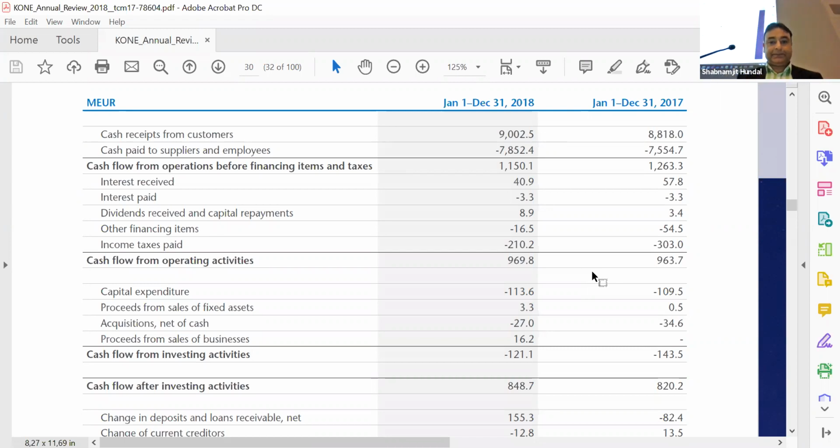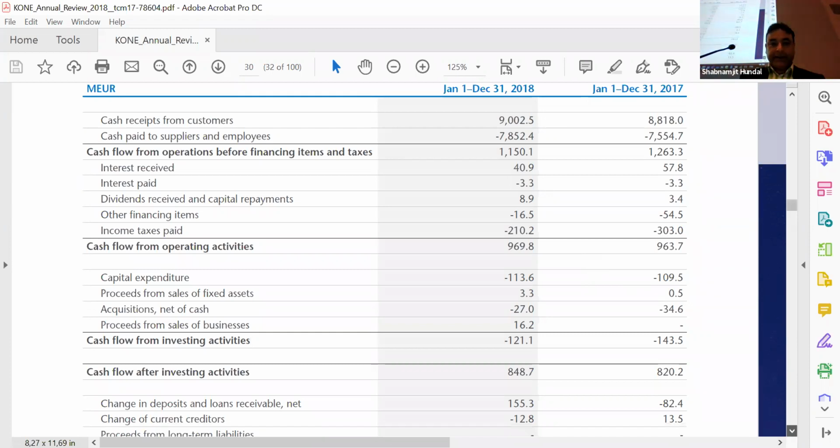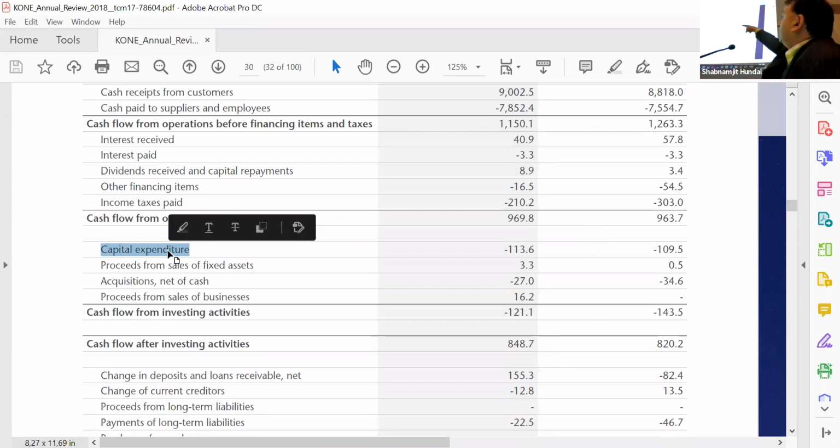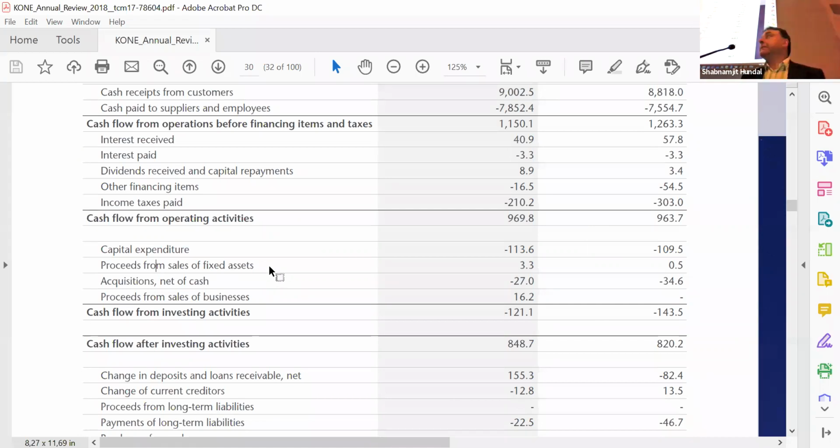And you can see here that when you see capital expenditure, maybe you bought some piece of land or plant, the sign is minus 113.6. And when you see proceeds from sale of some fixed assets, now this is positive, yeah? But this is not a very good positive. You know, some assets were lying around and you sold them.